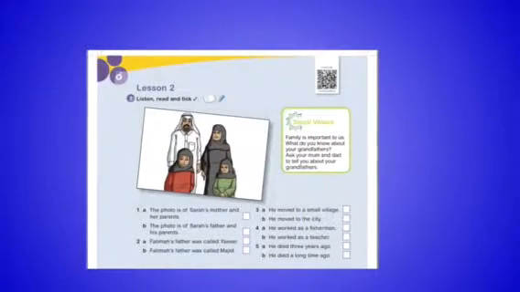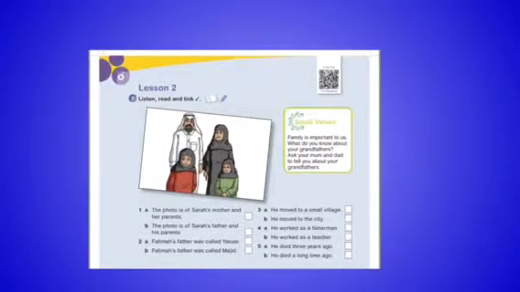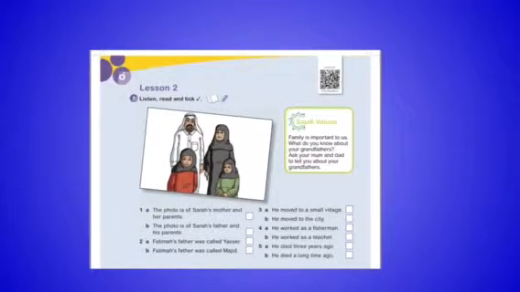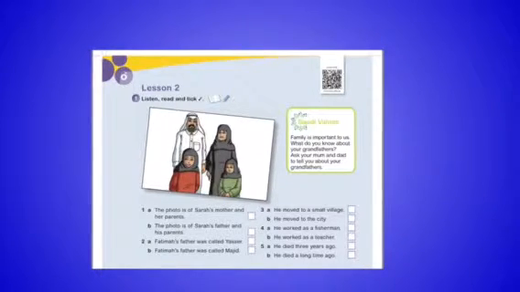Unit 6, Lesson 2, Activity 1. Listen, read, and tick.